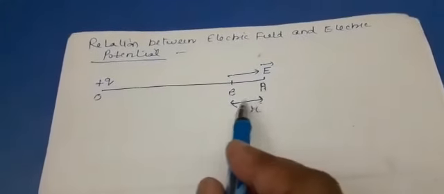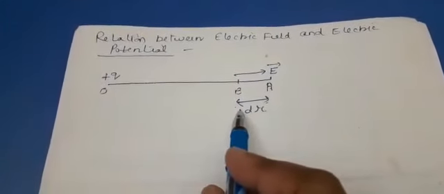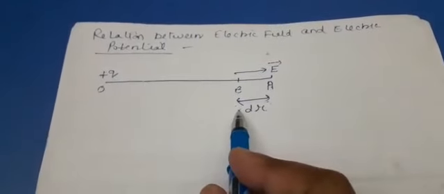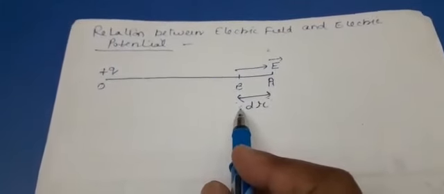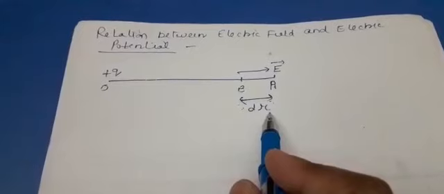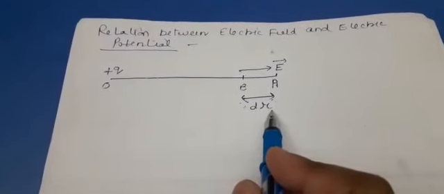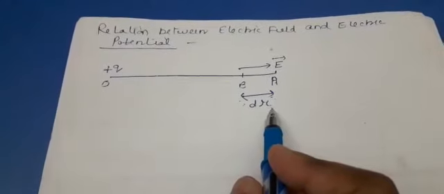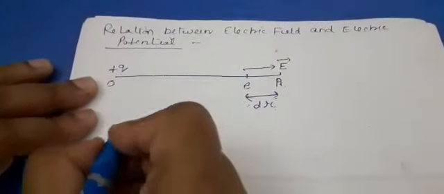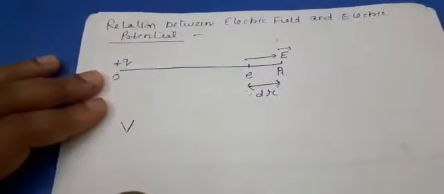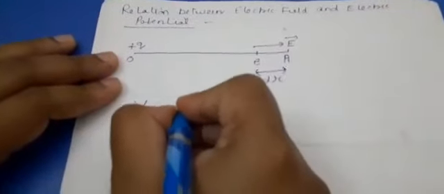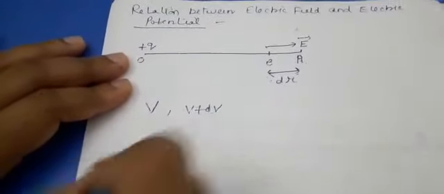As we have taken these 2 points separate, we assume here that the 2 points are so close to each other that the electric field will remain constant at these 2 points. We have to choose points in such a manner. Now, let me assume that at point A, potential is V, and at point B, potential is V plus dV.